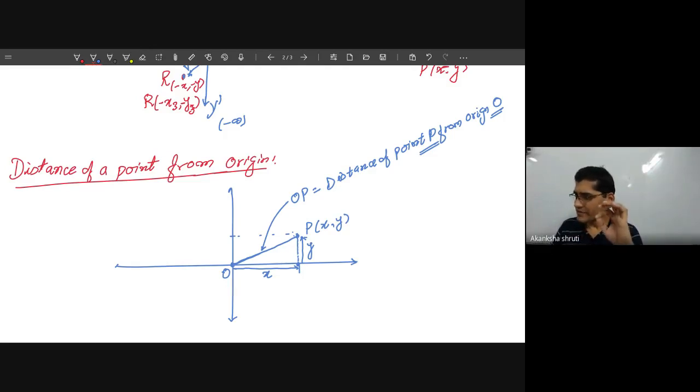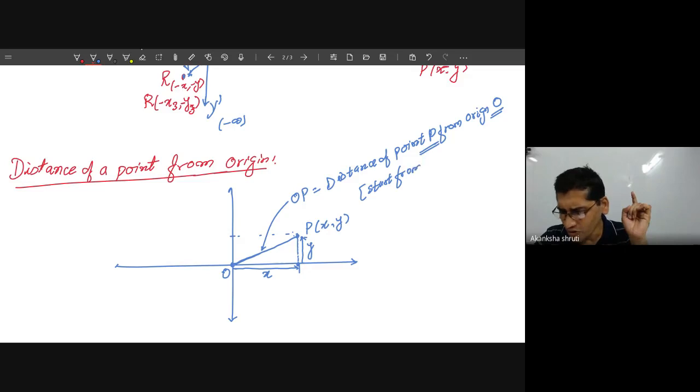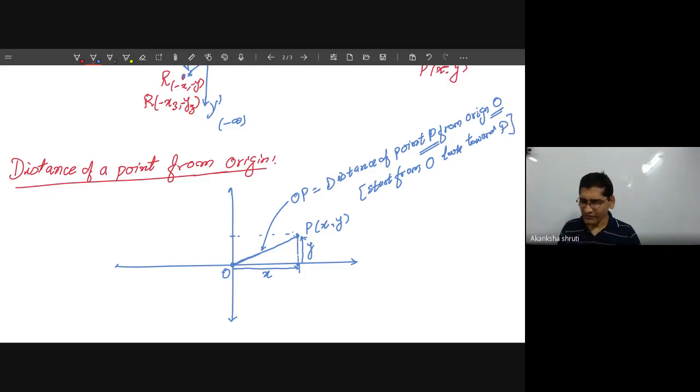So we always have to keep in mind whatever we are denoting. Say O to P means starting from O you have to look toward P. It simply means start from O, here O means origin, and look toward P. This is what we have to keep in mind. Okay, student, then what is the length of this OP?